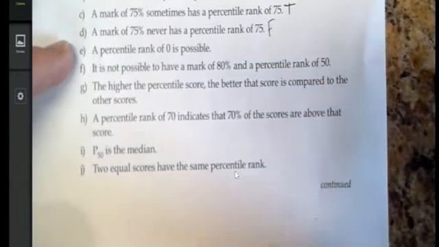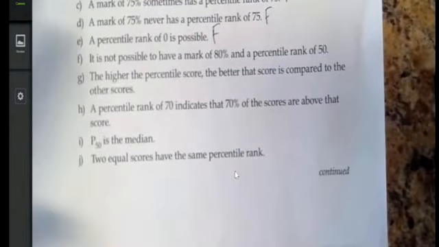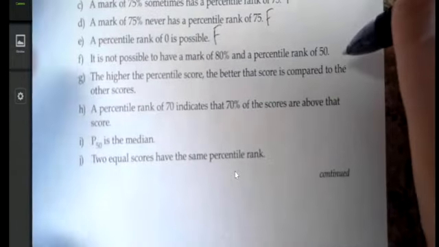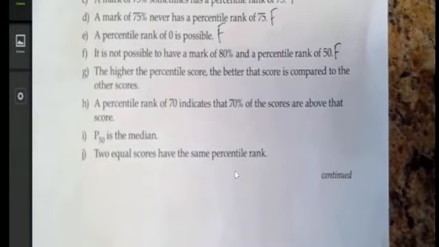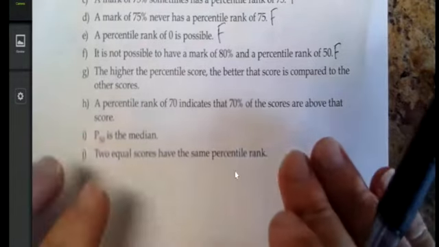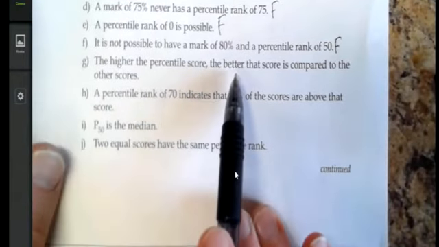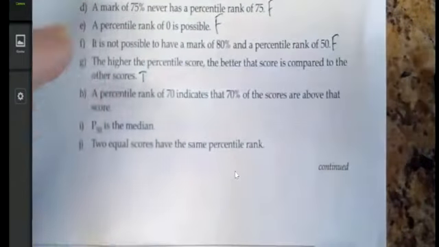A percentile rank of 0 is possible. That's false. Percentile starts at 1. It is not possible to have a mark of 80% and a percentile rank of 80. That's false, of course. And a percentile rank of 50. Of course, that's possible. You have a whole bunch of people who had 85s and 90s and 95s, and you had an 80, then your percentile rank's going to be somewhere in the middle. The higher the percentile score, the better that score is compared to the other scores. Of course, that's true. That's the whole point of percentiles.